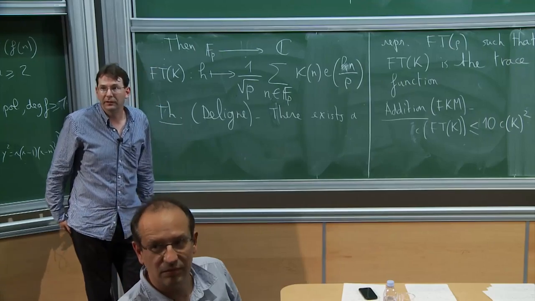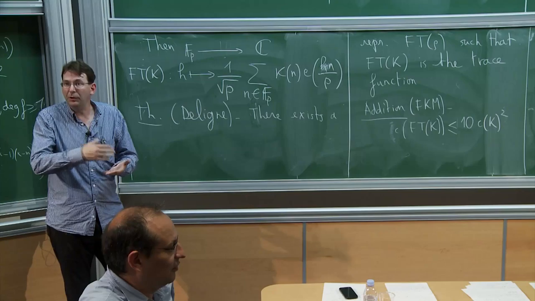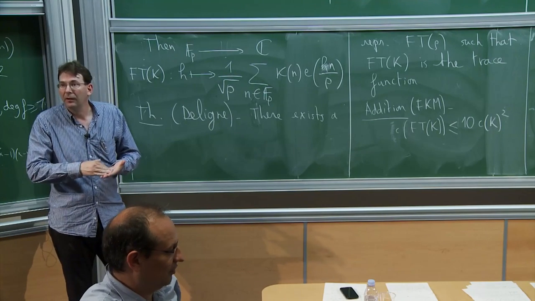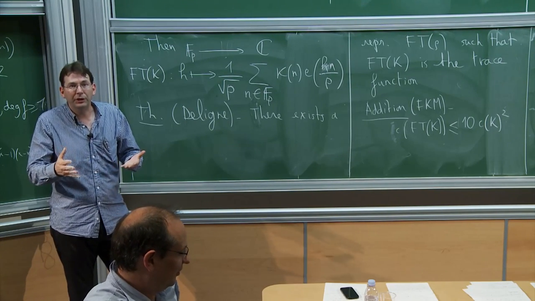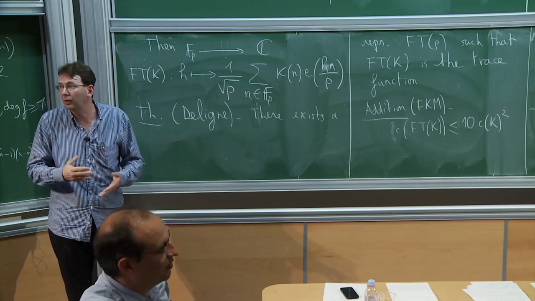It's a very useful fact because the Fourier transform of something of rank 1 can be quite complicated, can have arbitrary rank. If you have an arbitrary rank object, it's sometimes hard to check that it's irreducible, but if it's the Fourier transform of rank 1, it's obvious.